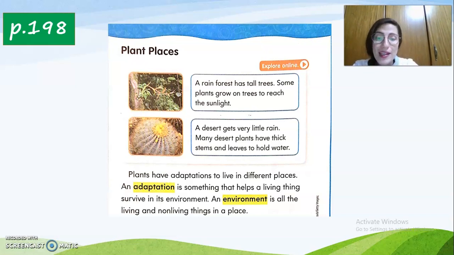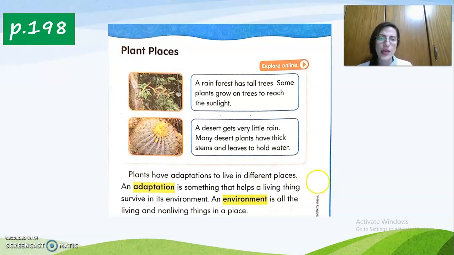So an adaptation is something that the plants have and they use, okay, to help it survive, to help it stay alive in an environment, okay? In its environment. And not only the plants have adaptations, but also the animals and the people as well. All living things. Remember, when we say living thing, a living thing is something that lives and grows, correct? Such as the people, such as the plants, such as the animals, correct?